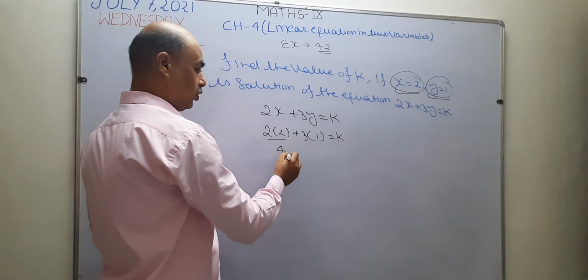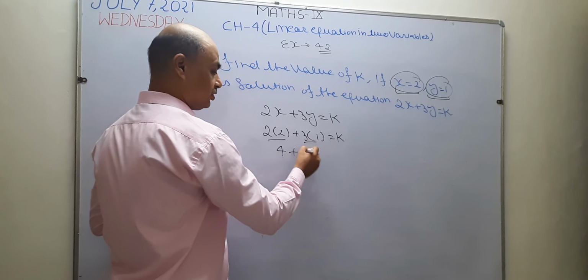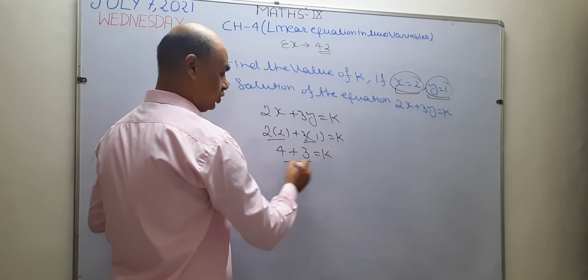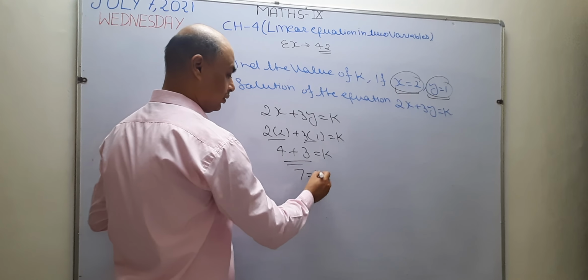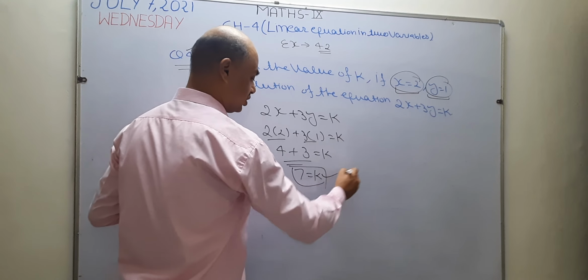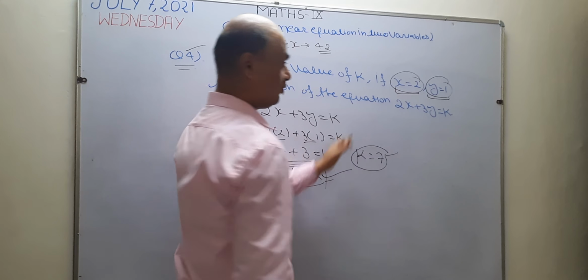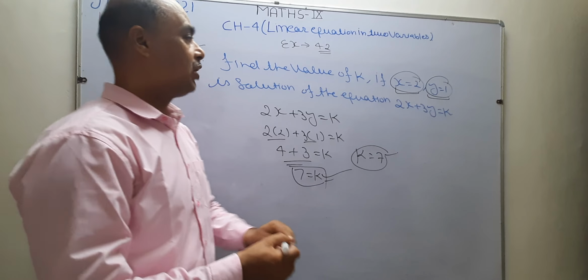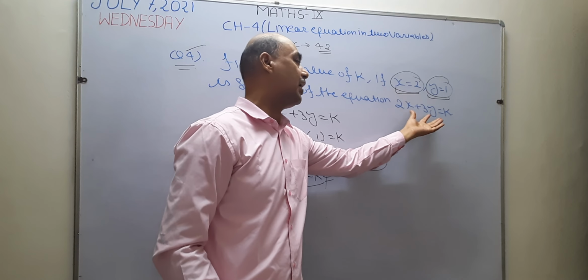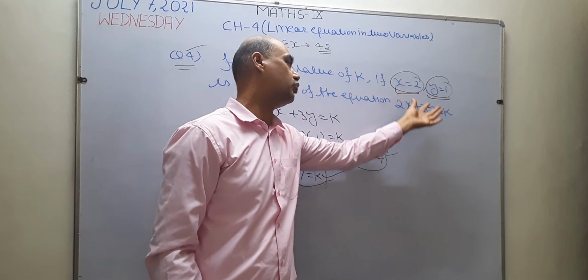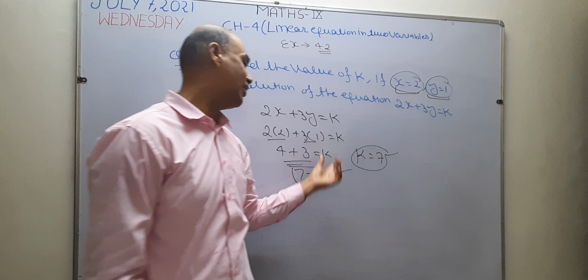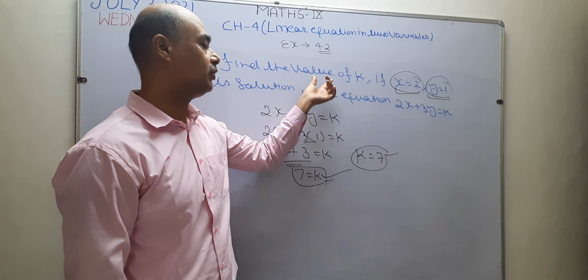2 2s are 4, plus sign is there, 3 1s are 3, equal to k. As you know, 4 plus 3 equal to 7. So this is the final answer: k is equal to 7. This is very simple. You only have to substitute the given values in the given equation. When you substitute these values in this equation, you get the value of k. This is the requirement of this question.